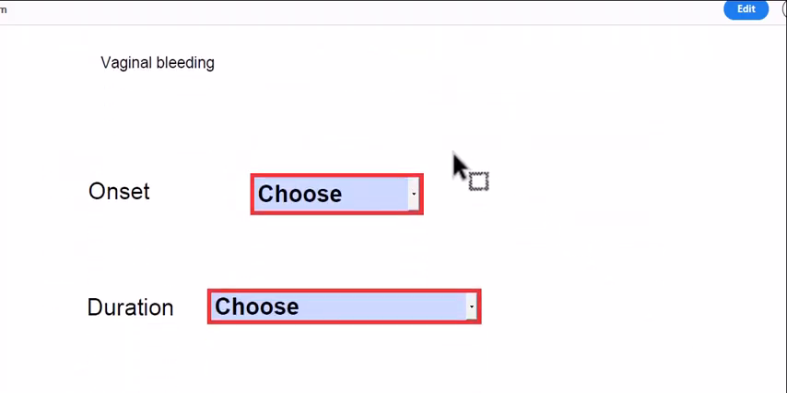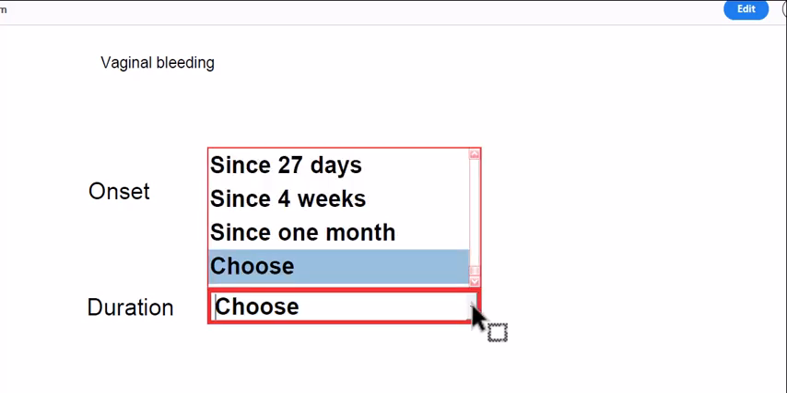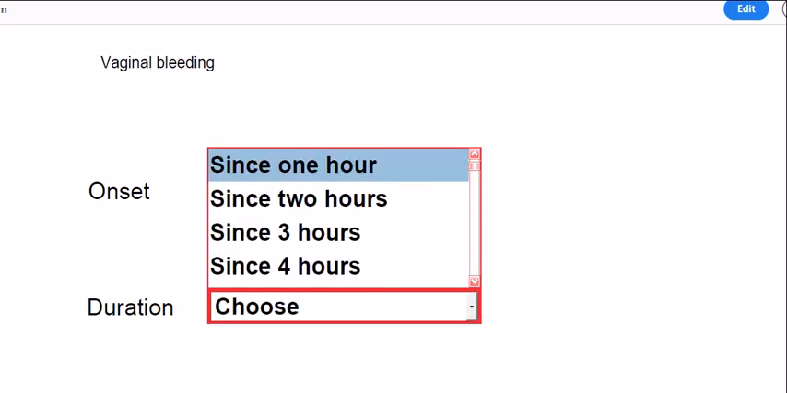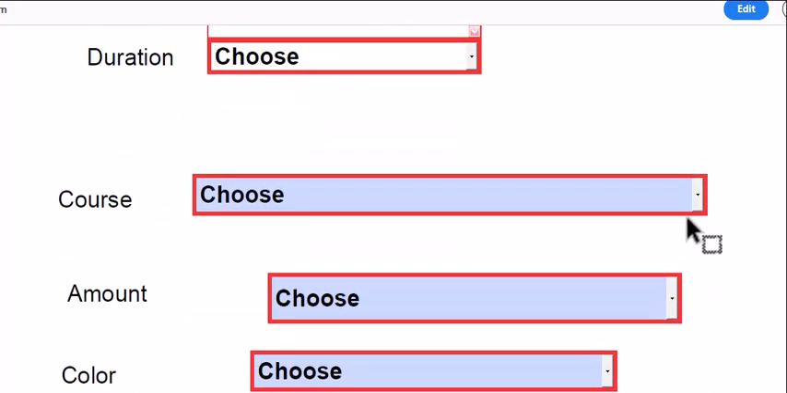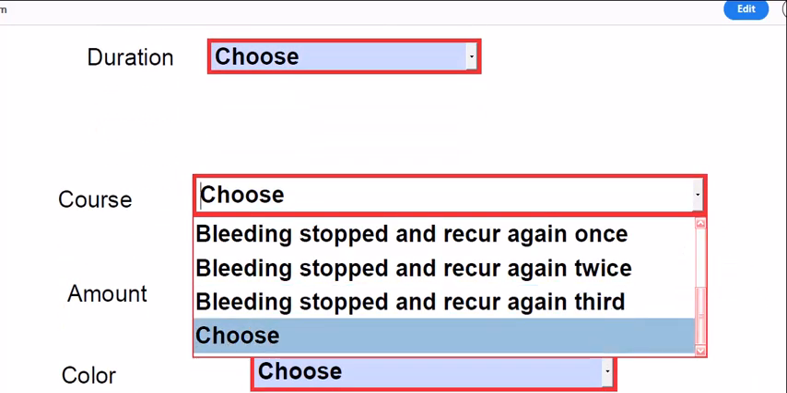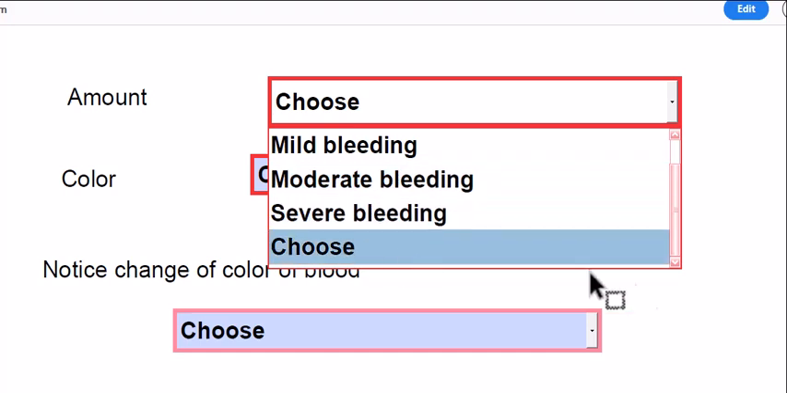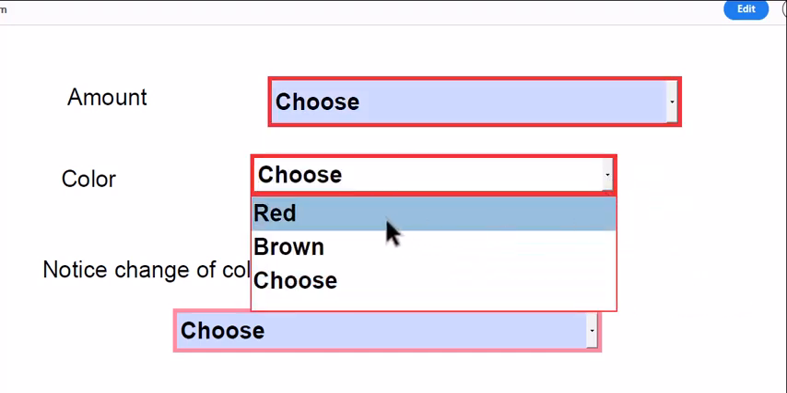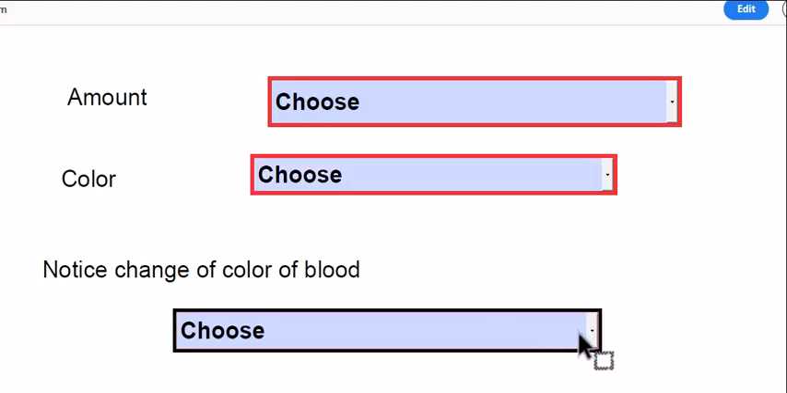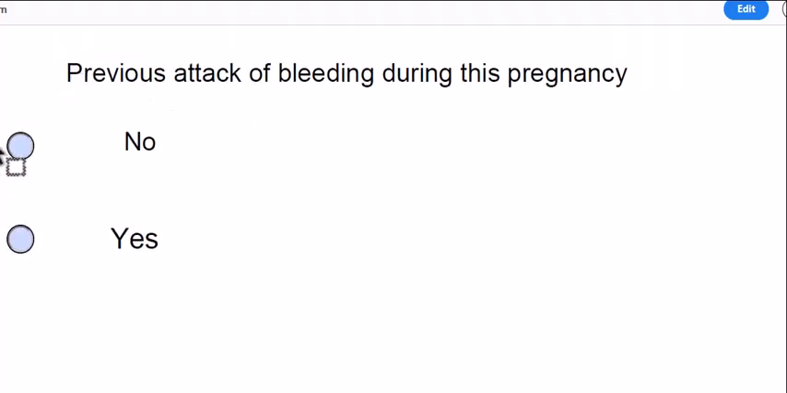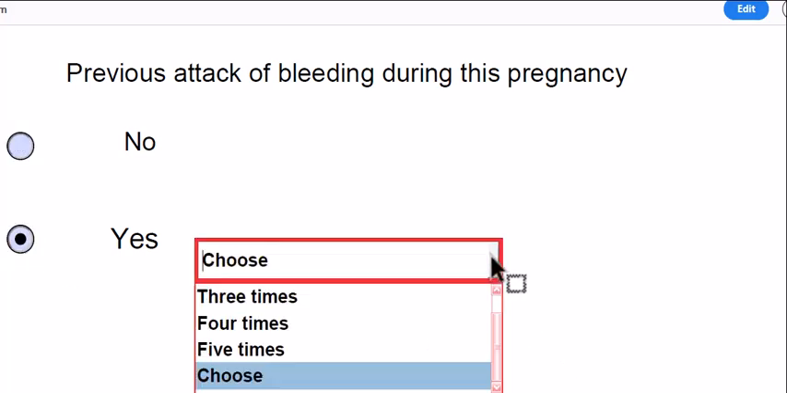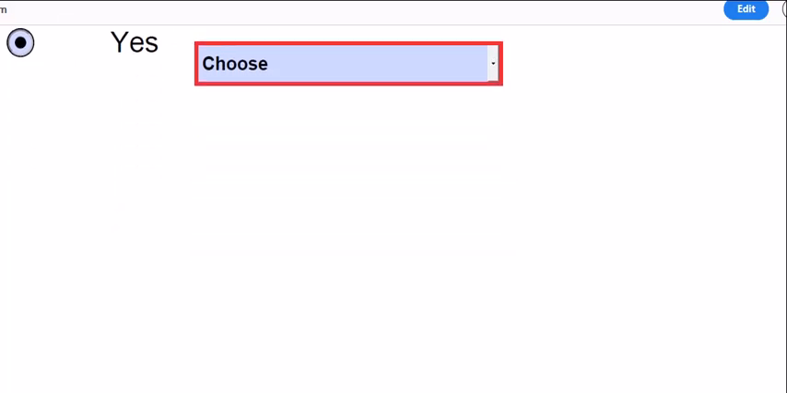And then we are going to analyze the vaginal bleeding: the onset of the bleeding, the duration of the bleeding, and the cause of the bleeding. Has it stopped or does she have recurrence of the bleeding, and the amount of the bleeding, mild or moderate to severe, and the color of the bleeding, red or brown, or changing from brown to red or from red to brown. Has she had any previous attacks of bleeding during this pregnancy or not, once or twice or 3 times or so on.